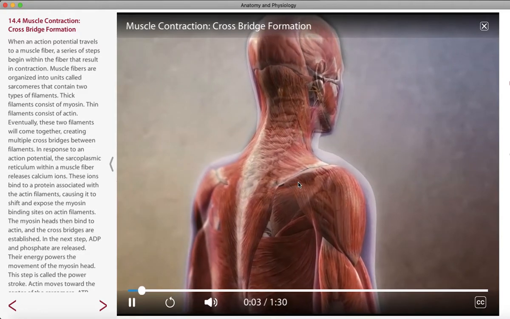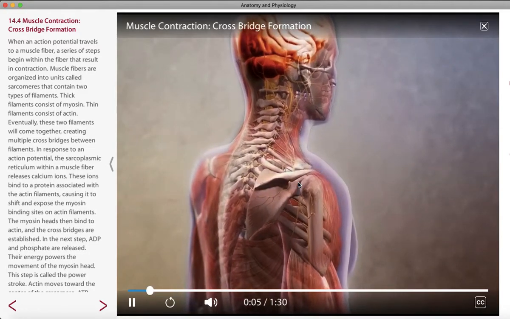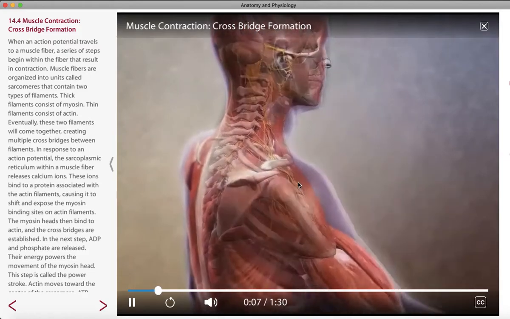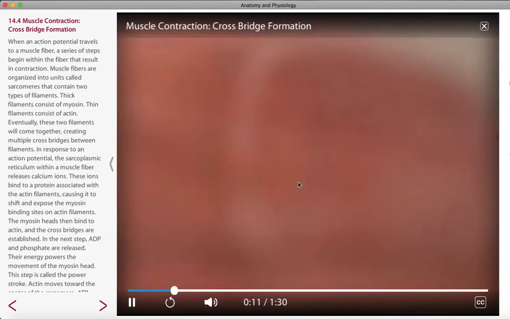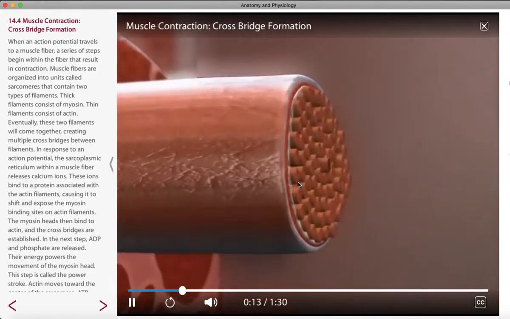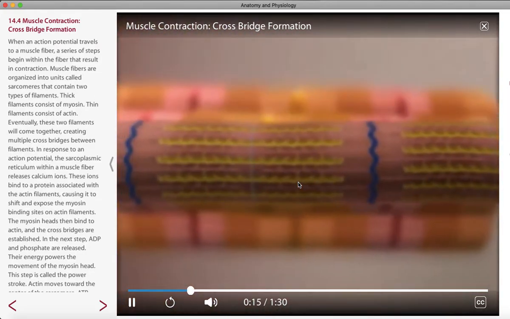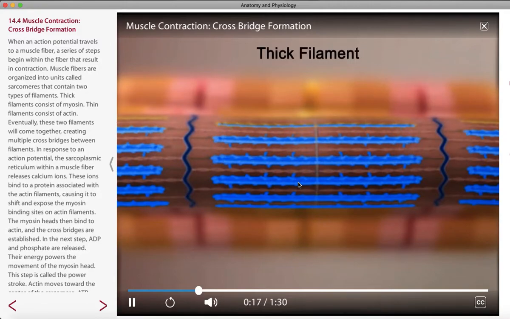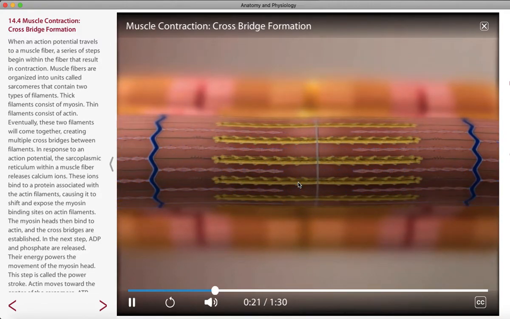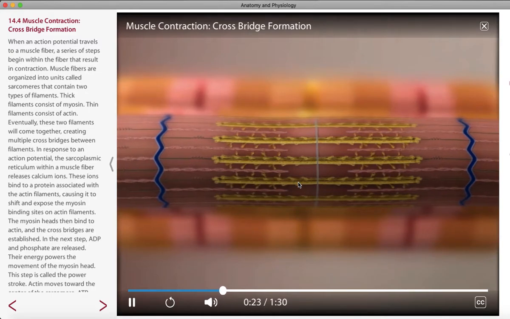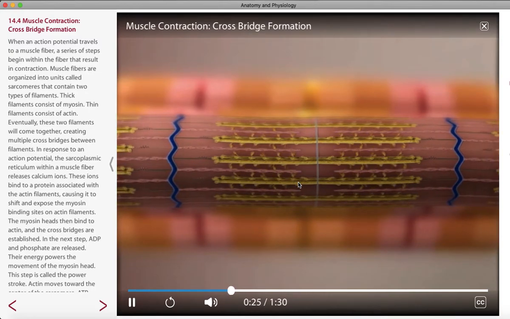When an action potential travels to a muscle fiber, a series of steps begin within the fiber that result in contraction. Muscle fibers are organized into units called sarcomeres that contain two types of filaments. Thick filaments consist of myosin. Thin filaments consist of actin. Eventually, these two filaments will come together, creating multiple cross bridges between filaments.